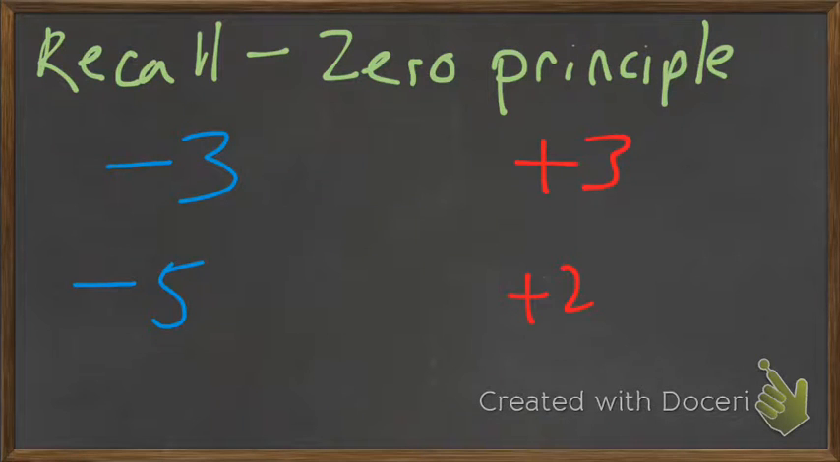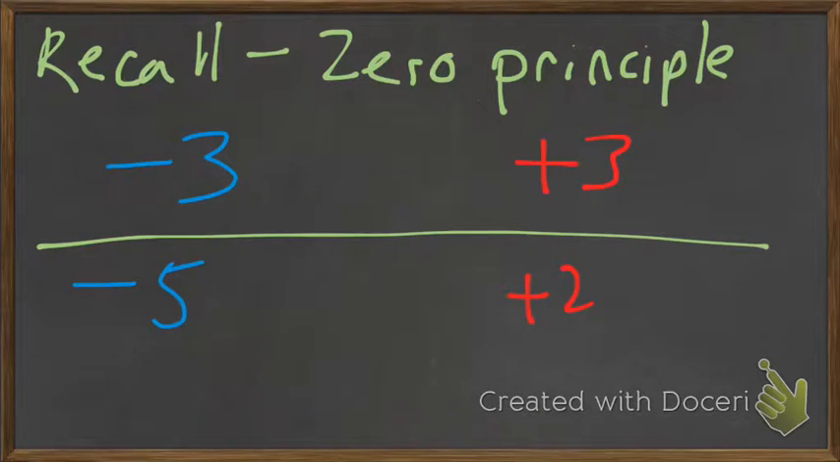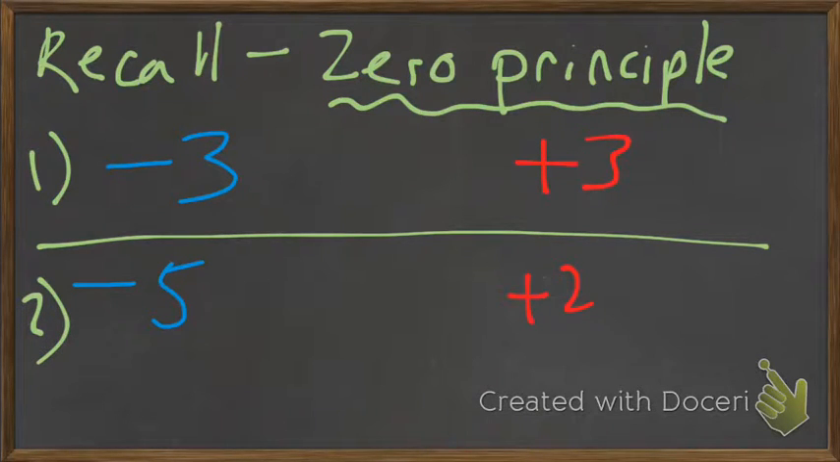So we're going to recall the zero principle, which is something we've talked about. Now I've got two questions here. I should probably separate these with a line. Let's separate them like that. This one will be question 1, this one will be question 2. The zero principle is when we take positive and negative numbers and we put them together, we end up with 0. So for example, if I have 3 negative counters, 1, 2, 3, and 3 positive counters, 1, 2, and 3.